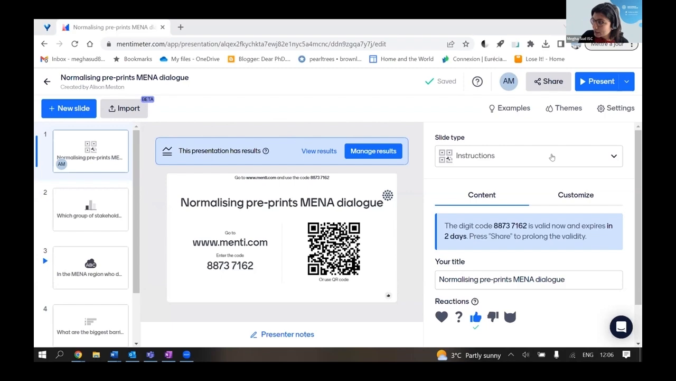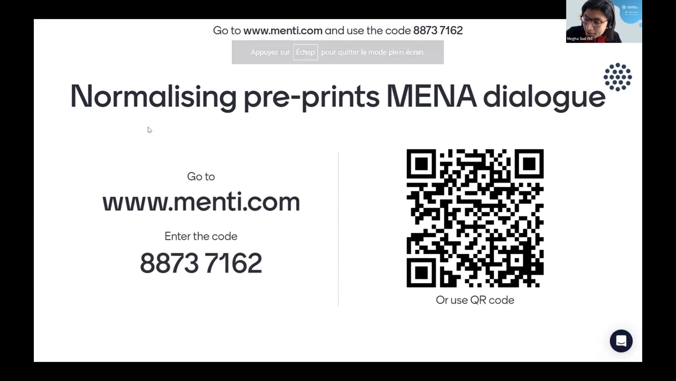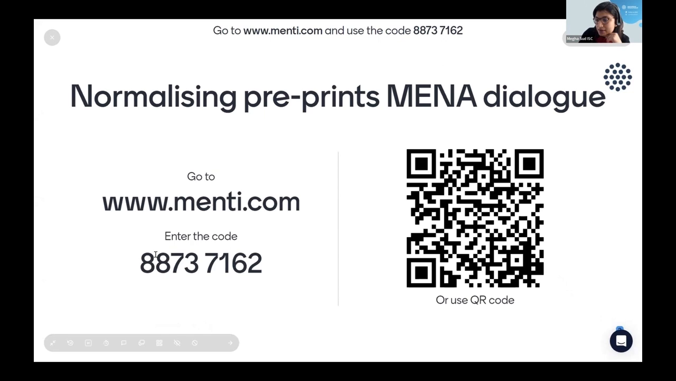I was not in presentation mode. You could also just use the QR code. So let me just get a sense of how many of you are in here. Great, we have one person in. So I'll give you some time to get in. So just type in menti.com and then this code. All right, I'll just wait for another second. Is there anyone who's struggling with this? Needs some help? All right, now people are really starting to come in.